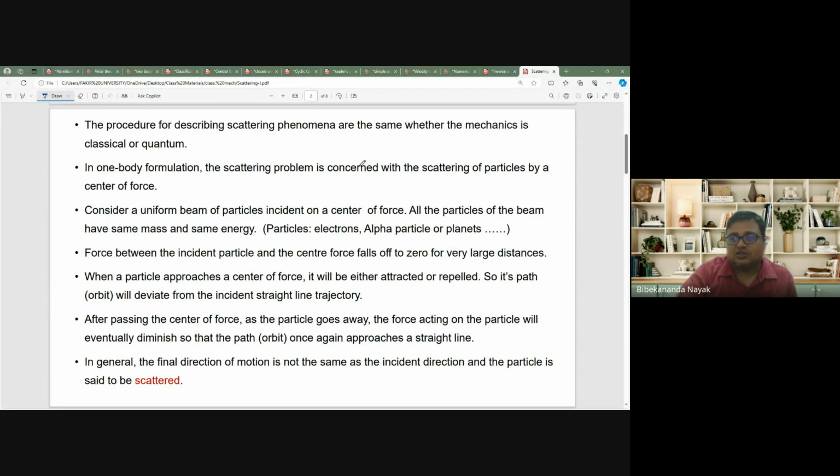So why call it scattering? Suppose there is a center of force, and particles are approaching it, then they will repel or attract like this. So there is a deviation, the scattering process.